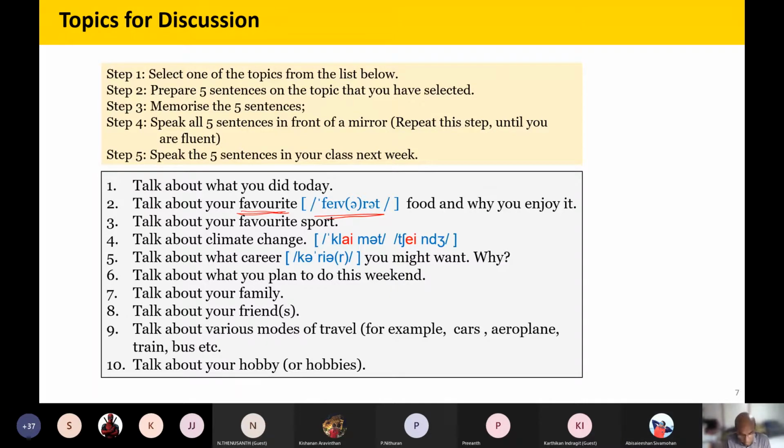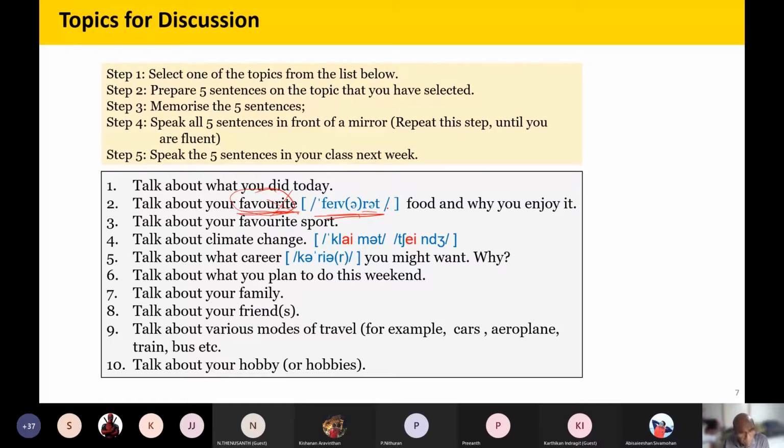Favorite. Say it again. Favorite. No, R-E-T, ret. Don't read this one. If you read this one, it will be wrong. My favorite poem, my favorite food. So it's favorite, not favorite. Okay?